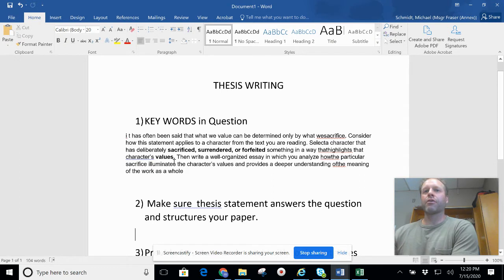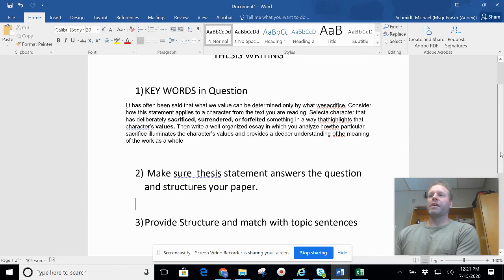And when we talk about values, what are we talking about here? Are we talking about their ethical code? Are we talking about what their integrity is? You're going to have to come up with some sort of way of characterizing what values means, because they're kind of broad words, okay? And these will be the basis of how you write your thesis statement. So you make sure your thesis statement answers the question by making sure that you include specific examples of the sacrifice, because that's what it asked for, and an analysis of how sacrifice relates to values, right?